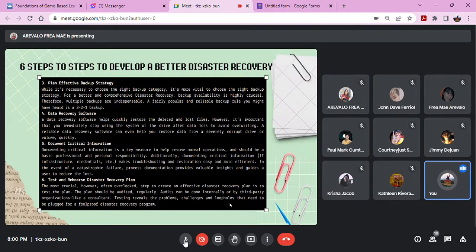Because without these six steps of developing disaster recovery, your files will be corrupted without following these 6 steps to develop a better disaster recovery. Next.